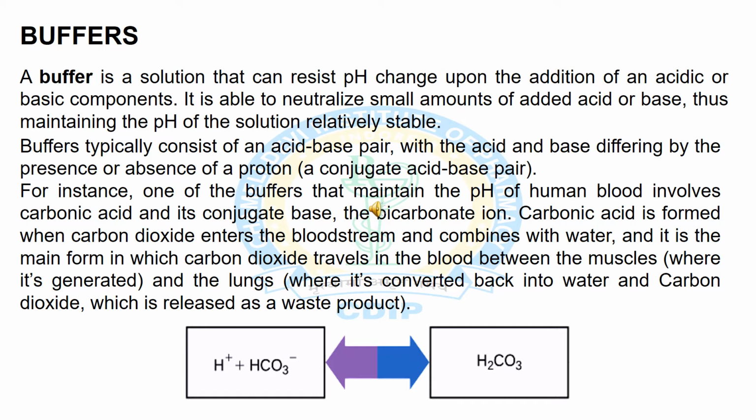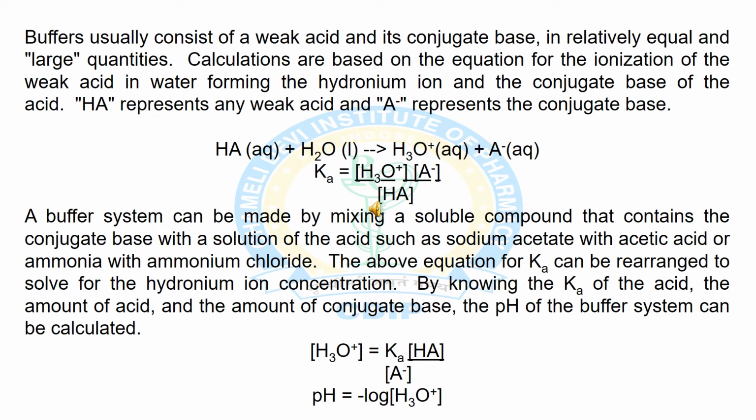For example, one of the buffers that maintains the pH of human blood involves carbonic acid and its conjugate base, the bicarbonate ion. Carbonic acid is formed when carbon dioxide enters the bloodstream and combines with water. It is the main form in which carbon dioxide travels in the blood between the muscles and lungs. The buffer system generally consists of a weak acid and its conjugate base in relatively equal and large quantities.